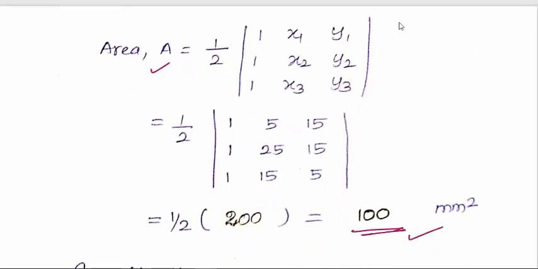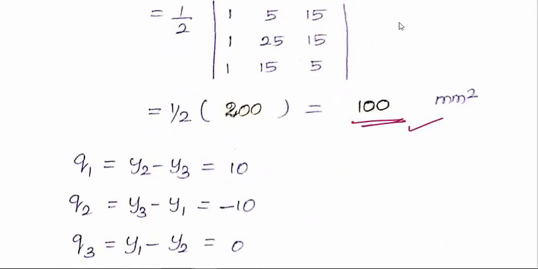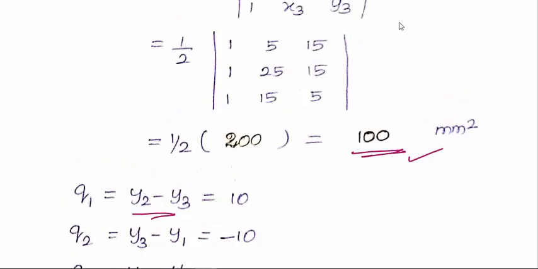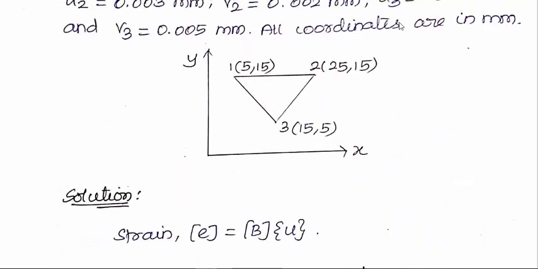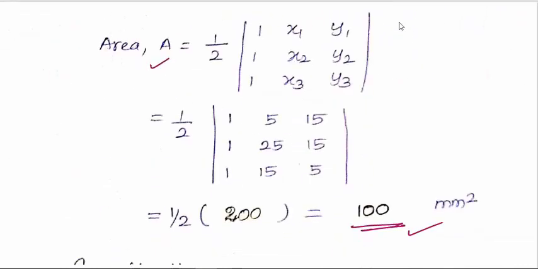Next, to frame the strain displacement matrix, we have to calculate the values of Q1, Q2, Q3 and R1, R2, R3. These are the formulae to calculate Q1, Q2 and Q3. Q1 is Y2 minus Y3. In the problem, Y2 is 15, Y3 is 5. So 15 minus 5 is 10, that is Q1.